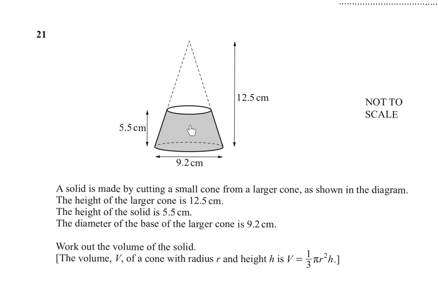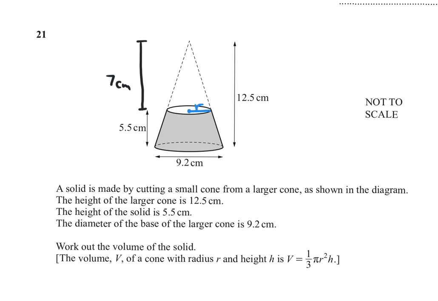But we have a problem for the smaller cone. We don't have the radius or the height. For the height, we can find it: 12.5 minus 5.5, which is 7. So the height for the small cone is 7 centimeters.